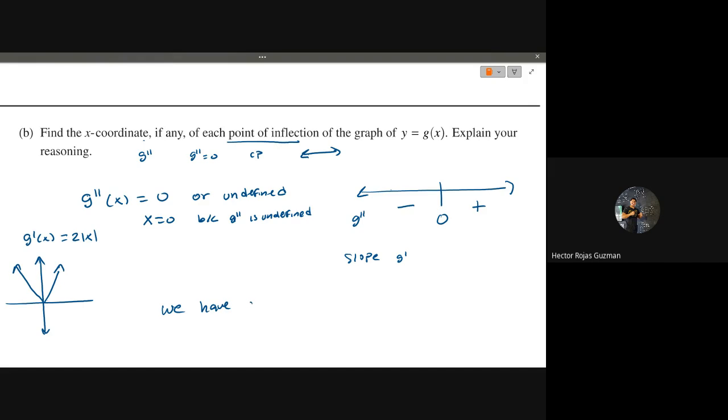We have a point of inflection at x is equal to 0 because the slope of g prime, which is g double prime, changes from negative to positive. So technically, you didn't even have to do part A to do this part. I just reason through it. Know your basics.